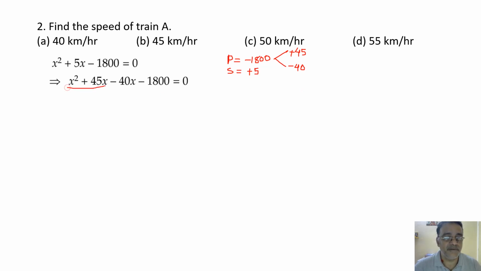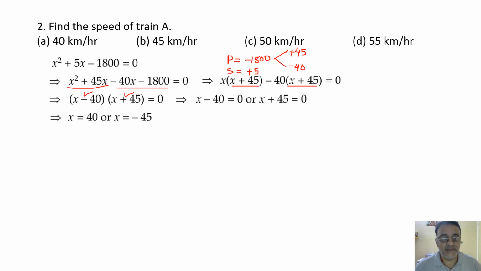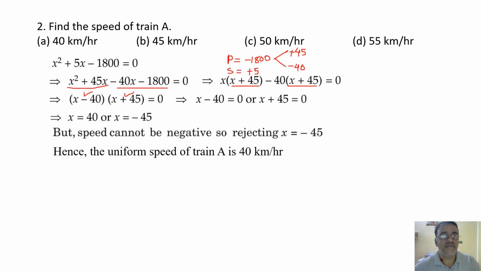Now what is the common between these two? X. Between this? Minus 40. Very good. So if we take x plus 45 common, we are getting two factors as x minus 40 into x plus 45. So we are getting two answers, 40 and minus 45. Okay? But the speed cannot be negative, so we have to neglect x is equals to minus 45. So the final answer is 40 kilometer per hour. And the correct option is Option A.